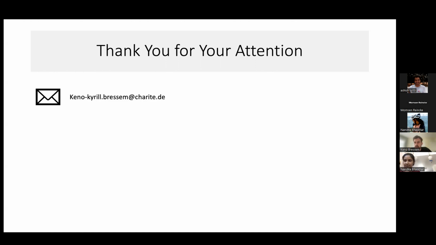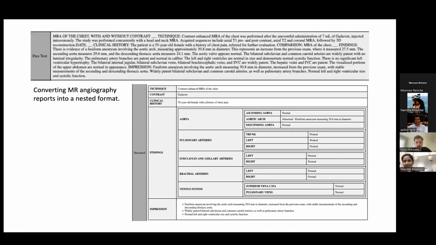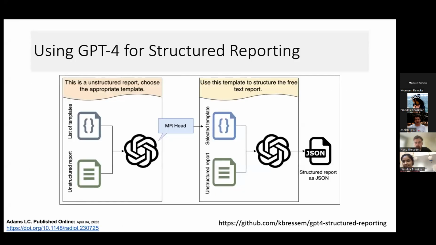Hi, I also have one question. In the last project you showed, where you used GPT-4 to create structured reports, did you do this on English or on German radiology reports? And did GPT-4 perform equally well regardless of the language?